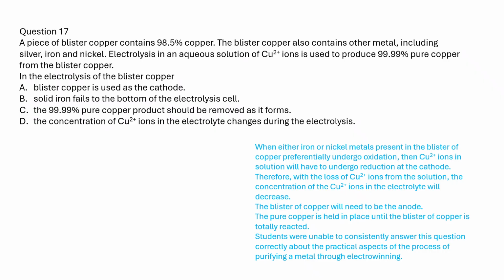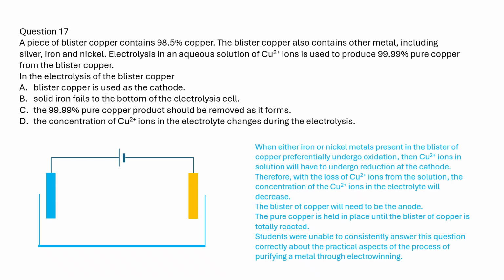Blister copper, which contains impurities like silver, iron, and nickel, is refined using electrolysis in an aqueous solution of copper ions to produce pure copper. In this process, the blister copper acts as the anode, where oxidation occurs as electrons are released from the metal. The iron present in the blister copper oxidizes to form iron ions in the solution, leaving no solid iron behind. The pure copper is deposited at the cathode.